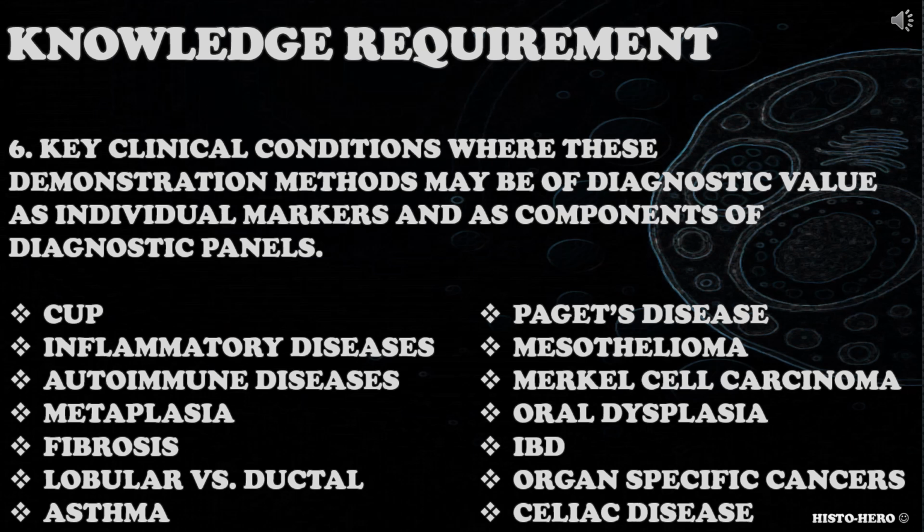When addressing this knowledge requirement, candidates should consider cancer of unknown primary, organ-specific cancers like breast, lung, prostate, ovarian or colorectal cancers, inflammatory and autoimmune diseases like IBD, celiac disease, asthma, eczema, bullous pemphigoid, metaplasia like Barrett's esophagus, fibrosis.